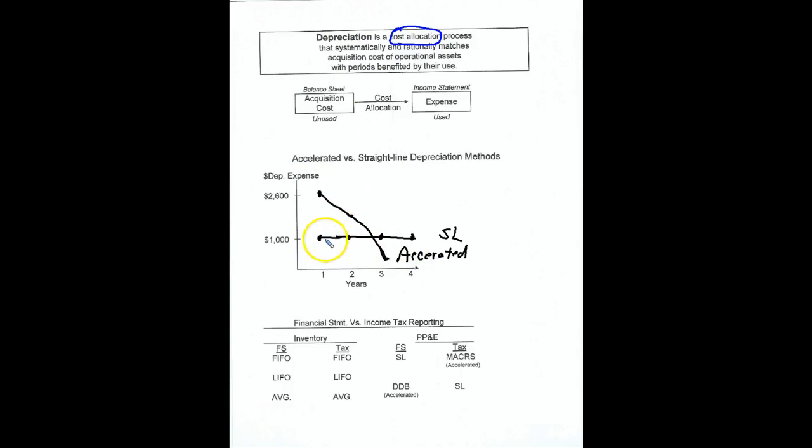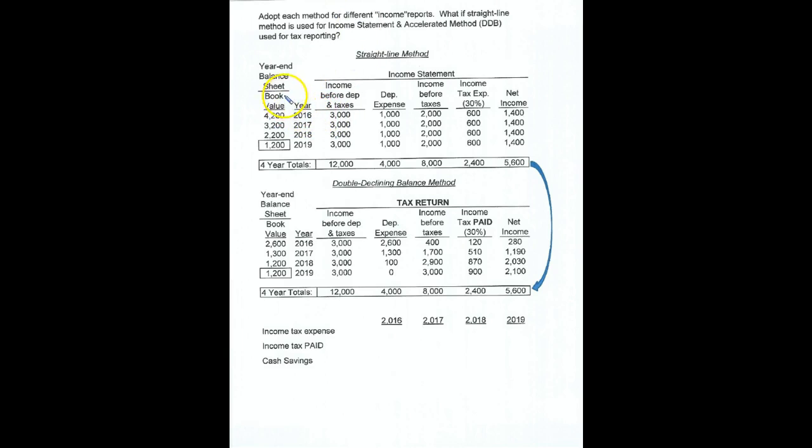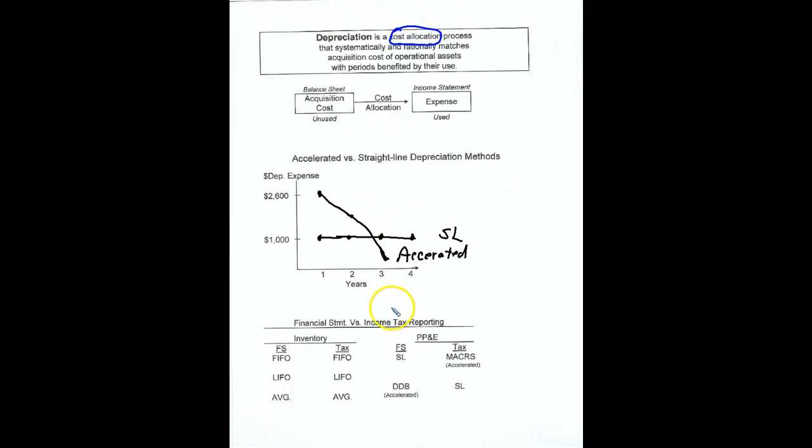Okay, so we can see straight line versus an accelerated method. Now, what I did is I took from those depreciation schedules straight line versus double declining balance. Now, let me back up just a minute before we get into that. As an accountant, we report financial statements to our investors and creditors. We also have to fill out an income tax statement that goes to the IRS, right? So we have our public financial statements that go to investors and creditors. We have our tax return that goes to the IRS.